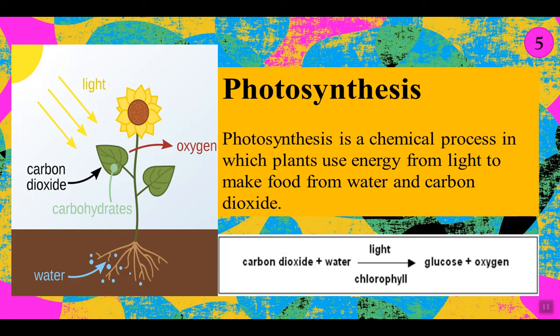So this is the word equation for photosynthesis. Carbon dioxide plus water, in the presence of light and chlorophyll, gives glucose and oxygen. And you are expected to remember this particular equation for your exams.